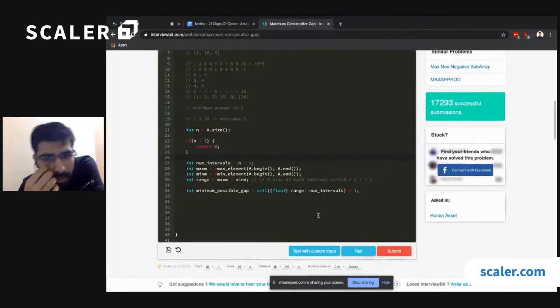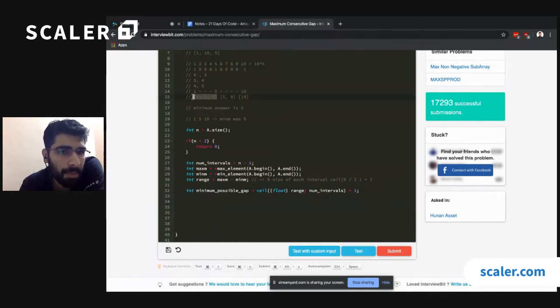Then what will happen? So now my range is fine. Number of intervals is not going to be 0, right? Because it is n minus 1. So definitely there is not going to be any division error. Okay. So now, as I told, I have to have a minimum and maximum of each interval, right?